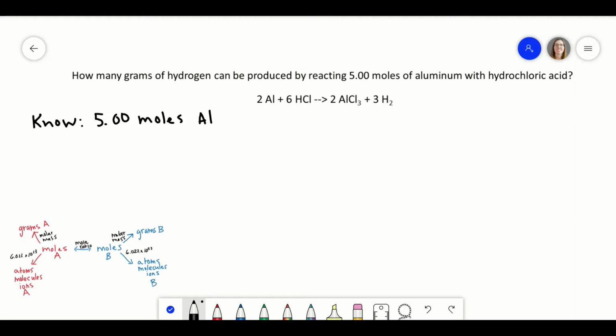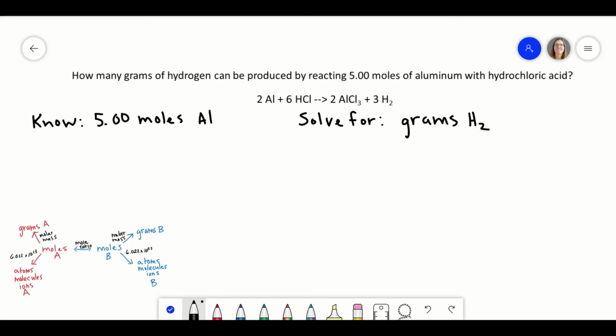And then we also want to know what we're solving for. The problem is asking us for how many grams of hydrogen. So that's what we're solving for, grams of H2, hydrogen. Once we know what we know and we know what we're solving for, we can go down to our nice guide and figure out where we are on that.